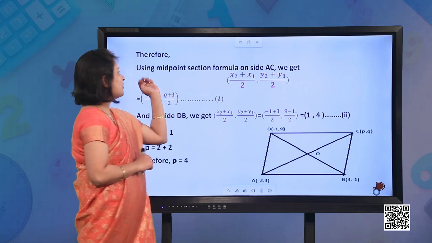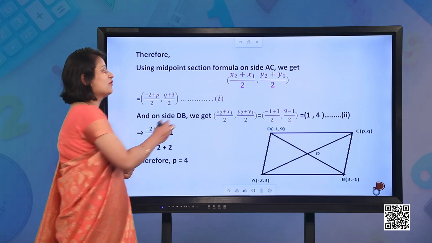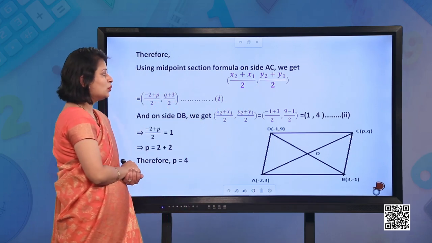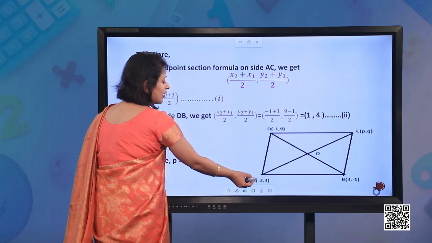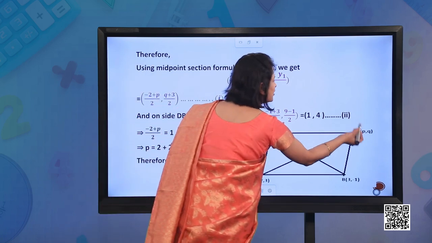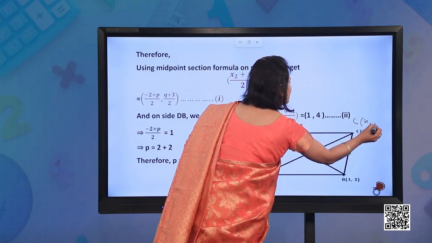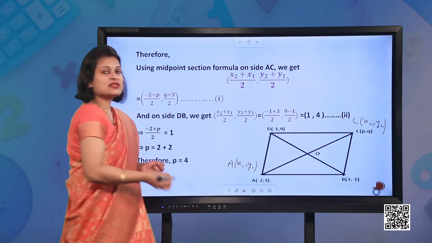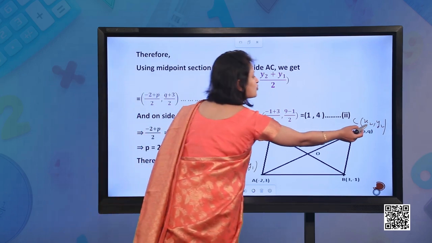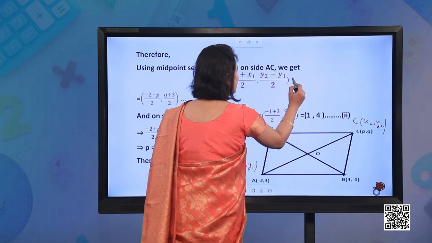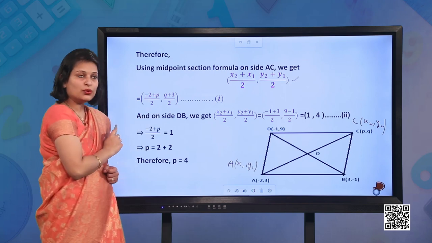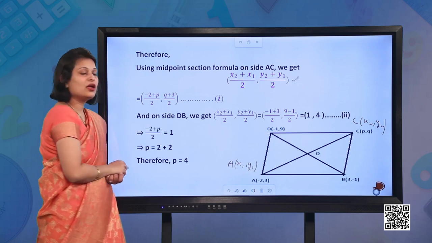Since we are first using the midpoint section formula on AC, we have (x2 plus x1) upon 2, (y2 plus y1) upon 2. So this is AC. You can consider this point as A, (x1, y1), and this point as C, (x2, y2). Simply replace the values of x1 by minus 2, y1 by 3, x2 by p and y2 by q in this formula. So what will you get? Minus 2 plus p divided by 2, q plus 3 divided by 2.